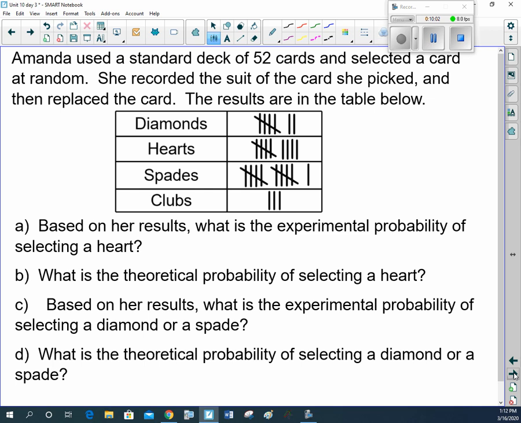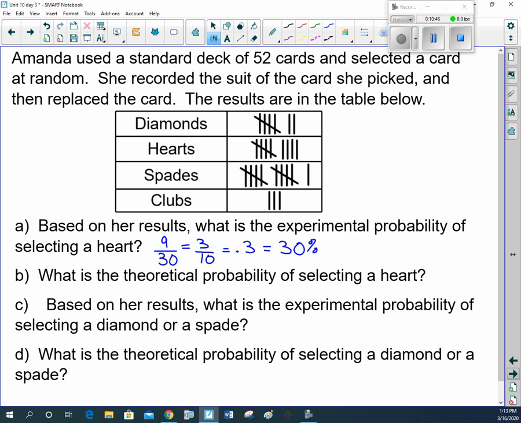Well, right here are the hearts, and she selected 9. So 9 out of what? What was our total outcome? Well, you're going to have to add up all these slashes. So 5, 10, 15, 20, this is 25 and 30. So 9 out of 30. That's what we're talking about. It was 9 out of 30, which reduces to 3/10 or 0.3 or 30%.